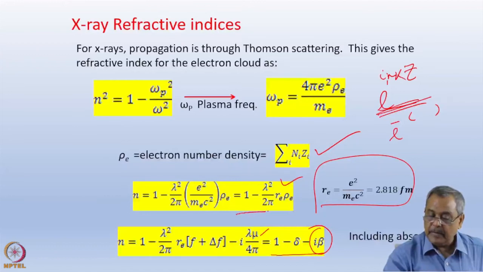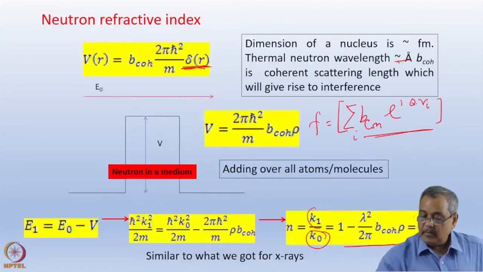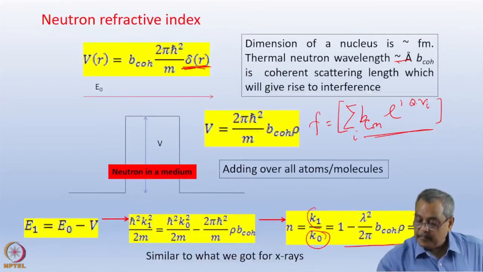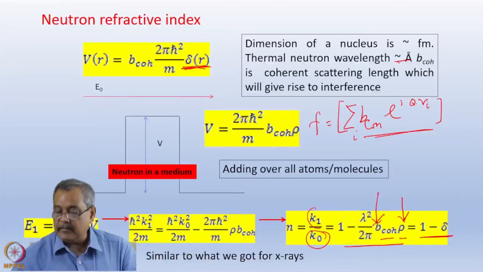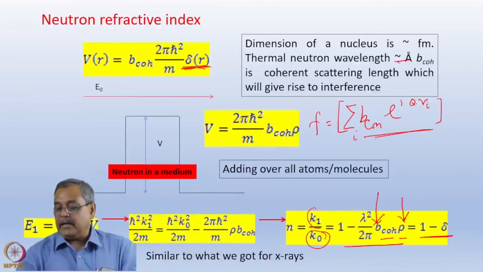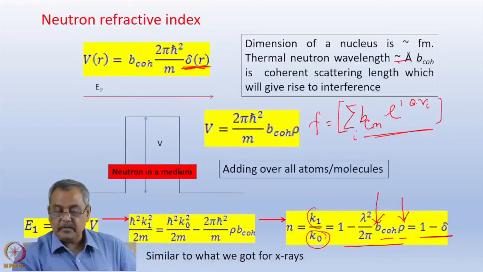Here it was 1 minus lambda square by 2 pi re rho e. Here it is 1 minus lambda square by 2 pi b coherent into rho. There it was density of electrons. Here it is scattering length density multiplied by scattering length. So that gives me the total scattering length per unit volume, and n is given by that. So very, very similar to what you got for x-rays.